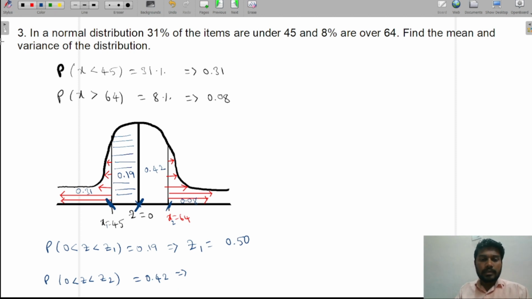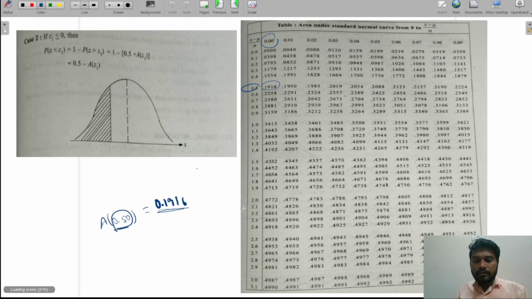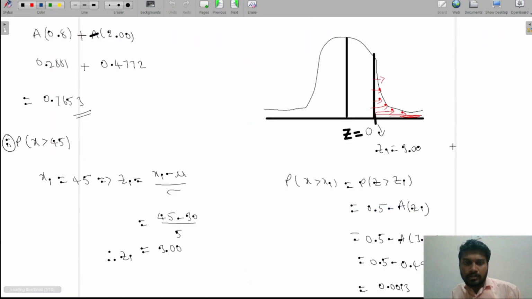Yes, right. Similarly, from this 0.42 area, I'm getting a value of z2. So it is equal to, let's see, where is this 0.42 in the normal distribution table? Where is 0.42? See, 39. 39 is last here. 0.42. Just a minute.